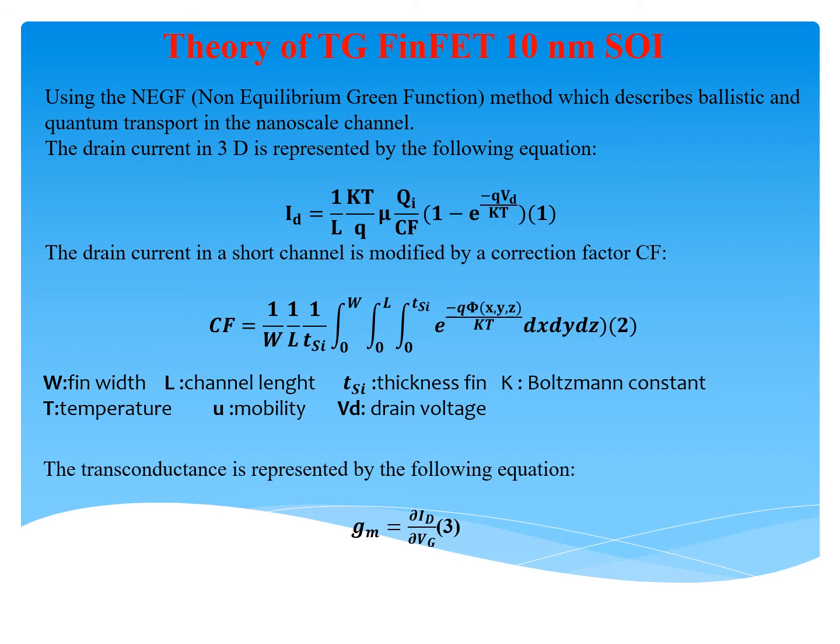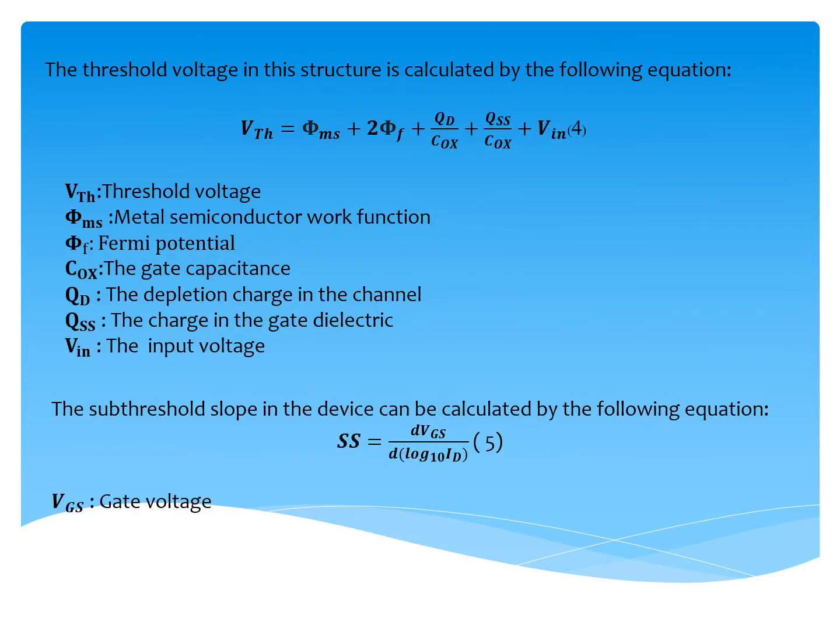The transconductance is represented by the following equation. So, the transconductance equals the variation of the drain current per the gate voltage. The threshold voltage in this structure is calculated by the following equation. VTH is the threshold voltage, Phi-ms the metal semiconductor work function, Phi-f the Fermi potential, Cox the gate capacitance, QD the depletion charge in the channel, QSS the charge in the gate dielectric, Vin the input voltage.